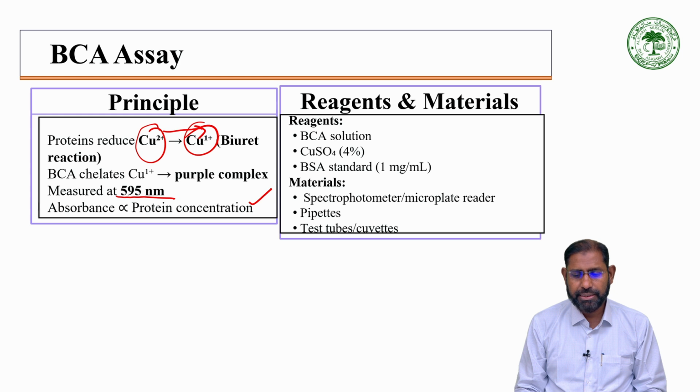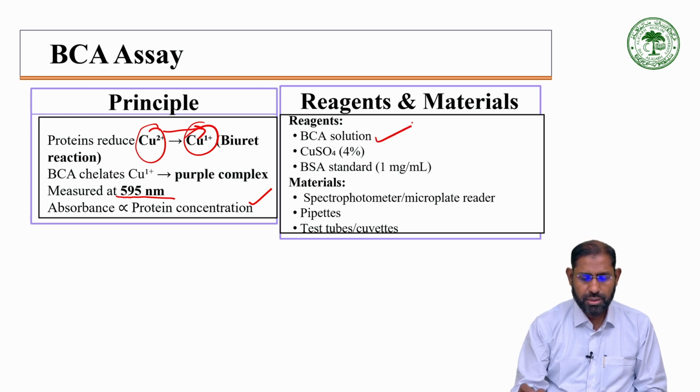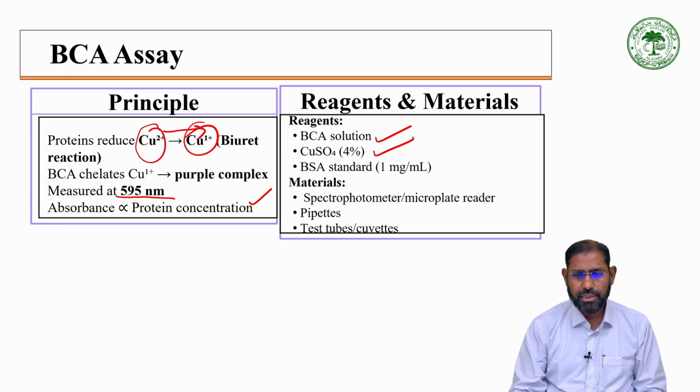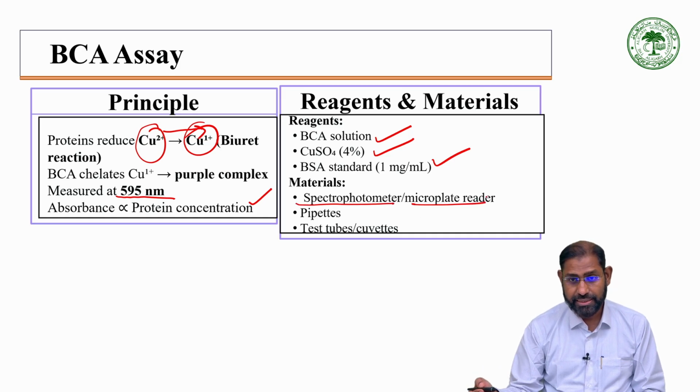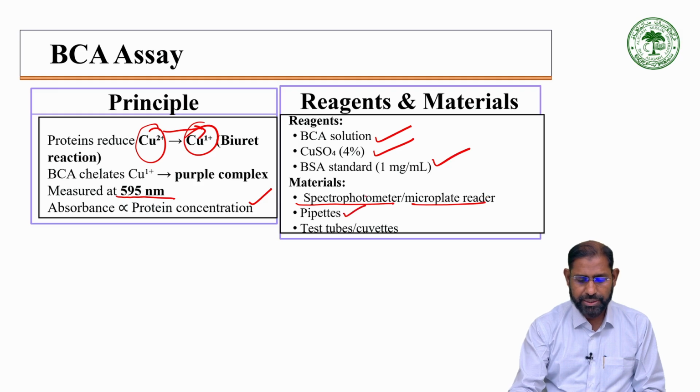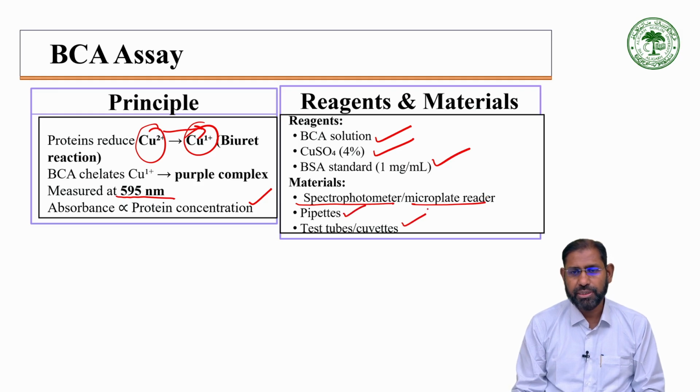The reagents and materials we use for this are BCA solution, copper sulfate 4%, and also BSA, bovine serum albumin standard, that is 1 milligram per ml. The materials we require for the BCA assay are a spectrophotometer and a microplate reader, that's also called an ELISA reader. Then we need pipettes, and also test tubes and cuvettes.